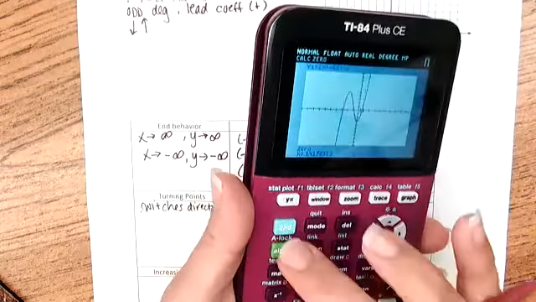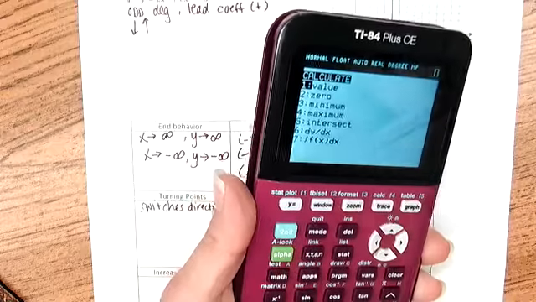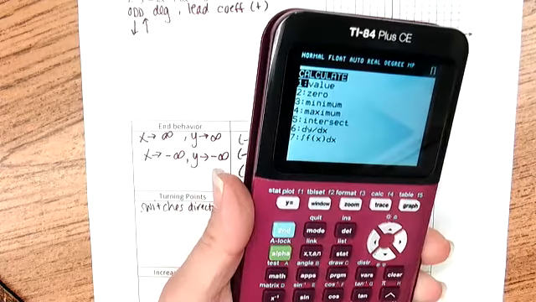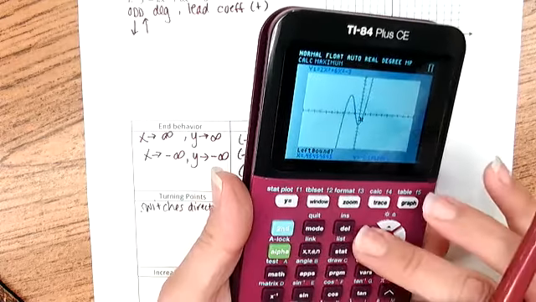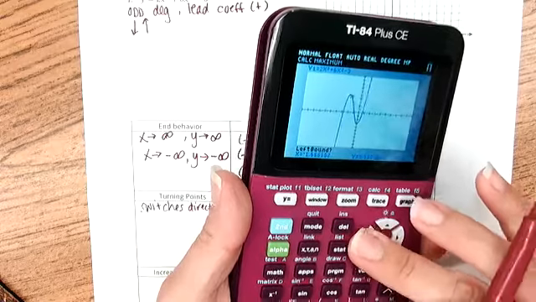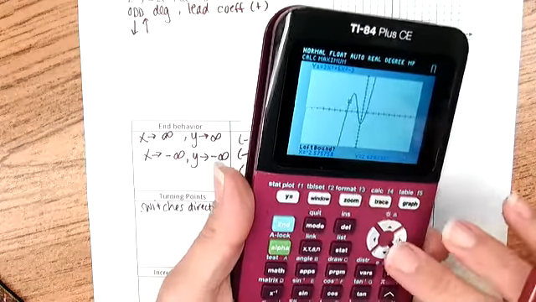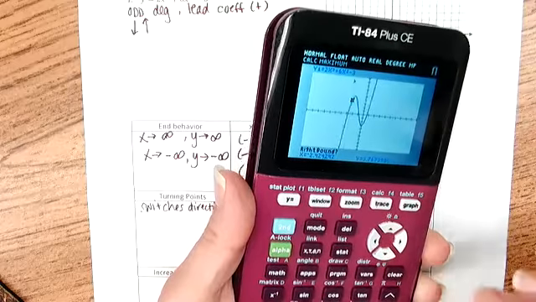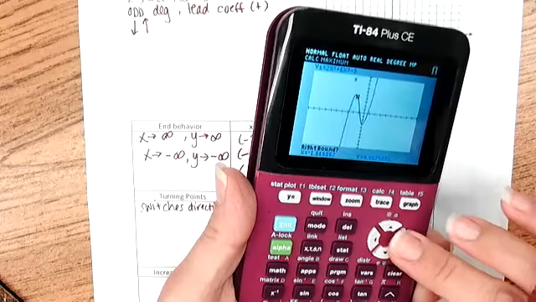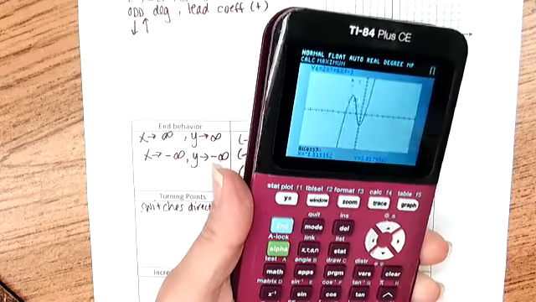So again, second trace, I want to find the maximum, number 4. I'm going to use my right arrow key. It's going to ask me for a left bound. I know that's hard to see in the video. Enter, arrow to the right, get on the other side, enter.